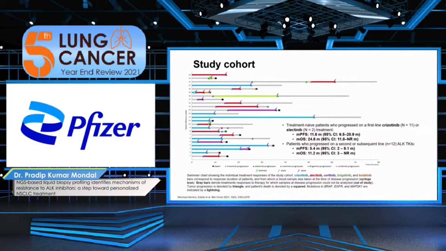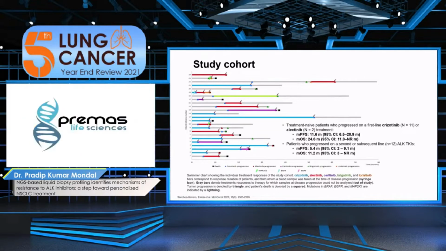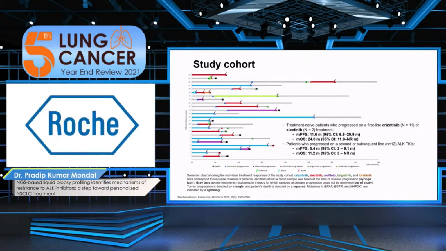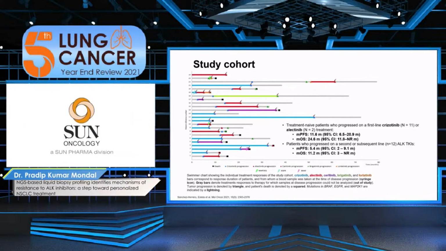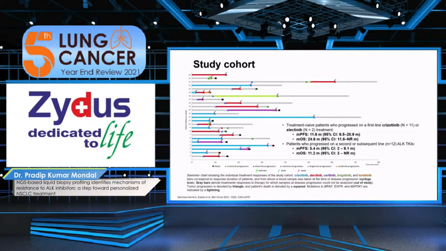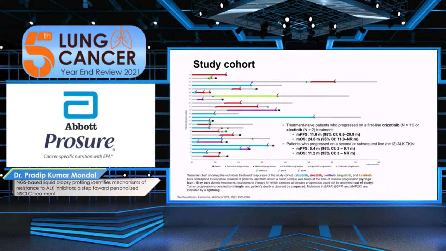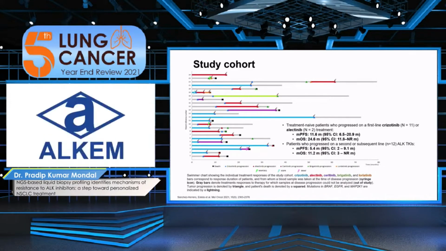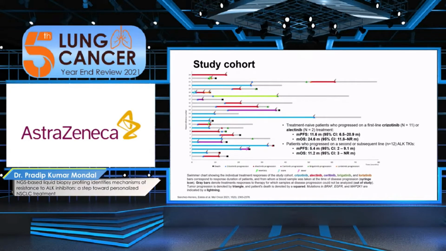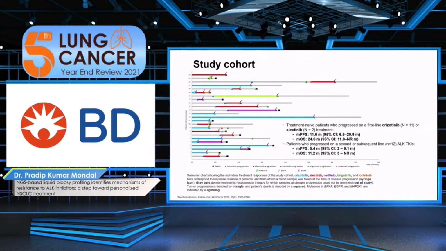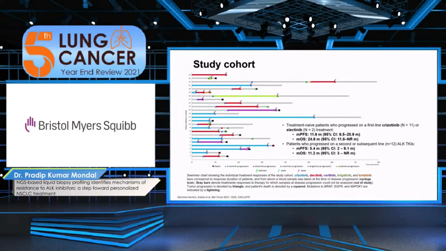Among treatment-naive patients who progressed on first-line crizotinib, the total number of patients was 11, and those who progressed on alectinib, there were 2 patients. Median PFS was 11.6 months, and median overall survival was 24 months. For patients who progressed on a second or subsequent line of ALK TKI, that is 12 patients, the median PFS was 5.4 months, and median overall survival was 11.2 months.